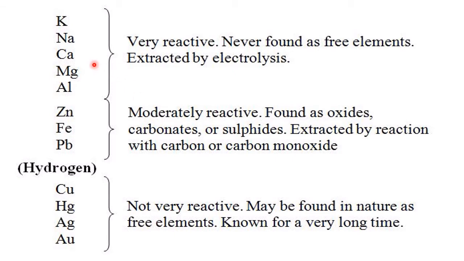This is our reactivity series. First five: very reactive, never found as free elements, extracted by electrolysis. See, depending upon the metal's nature on the reactivity series, we select a suitable method. Now for the first five, which are most reactive, because they're reactive, they always occur in the combined state and the bond is very strong, and to break the bond, to break the attachment, we have to go for the electrolysis method.